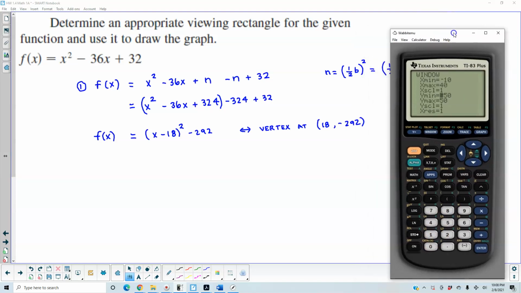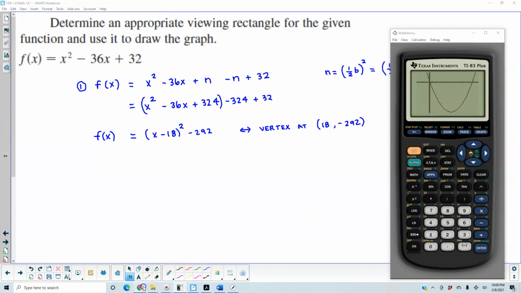And then the y-minimum, well, we know it's going to go down to negative 292 for the vertex, so we want to go a little bit lower than that and make it negative 300. Then we can make the y-maximum, since this is plus 32, which would be the y-intercept, let's make that 100. And then we can graph, and we're able to see our graph.